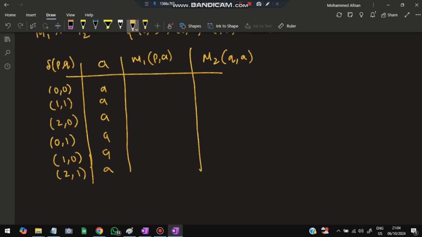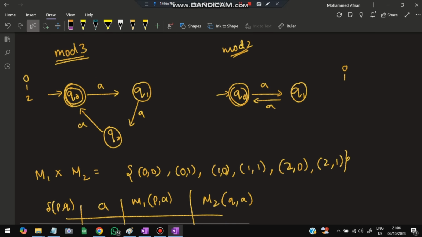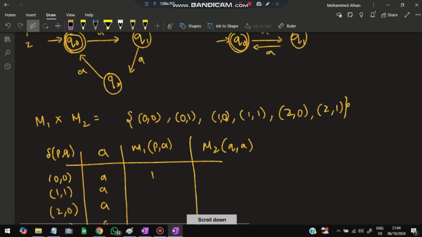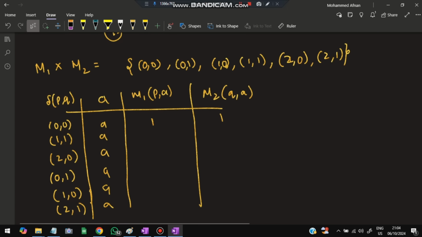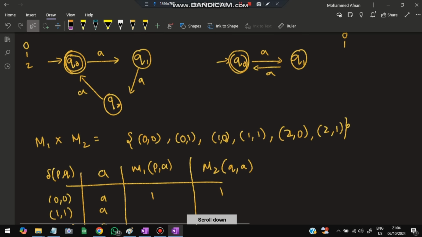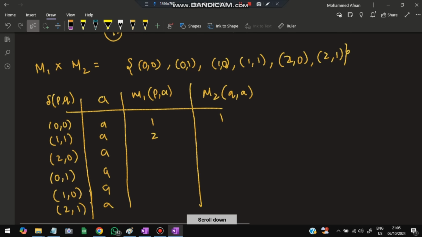Now here, if 0 upon A, what will be the answer? 0 upon A is Q1. Q1 is nothing but 1. I'll be writing 1 for Q1, 0 for Q0, and 2 for Q2. And 0 upon A for M2. For M2, 0 upon A will be Q1. So it will be 1 here. Next, 1 upon A for M1 is Q2. So I'll be writing here 2. 1 upon A for M2 will be Q0. So it will be 0. Okay. So in the same way, we'll be writing for all of them.